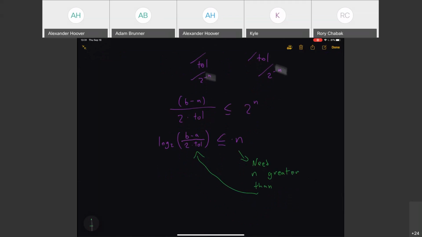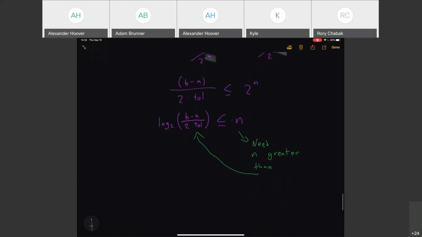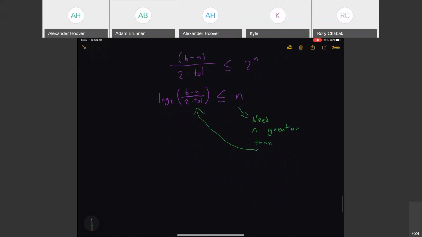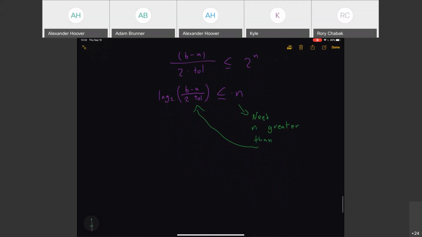So just to do a quick calculation on the number of terms that we would need. Let's say I just wanted to calculate the number of iterations that we needed for something. So let's say I set a tolerance equal to 10 to the negative 10.